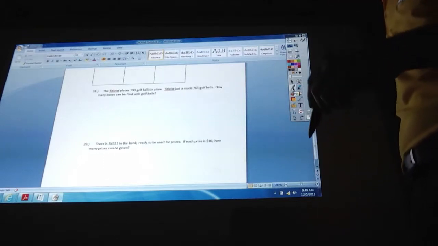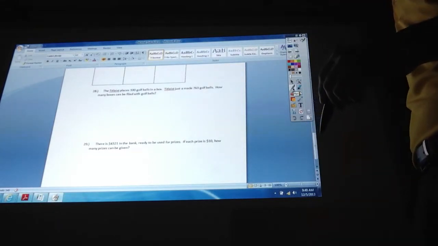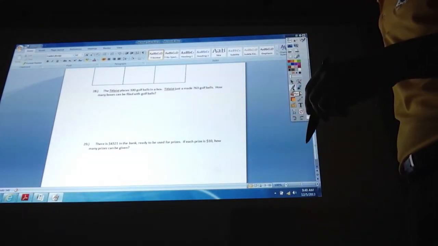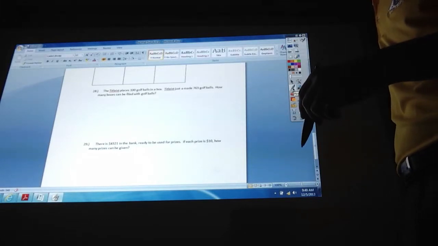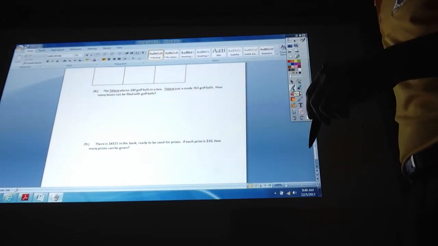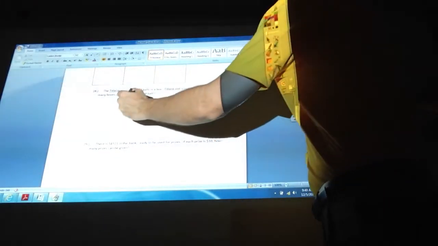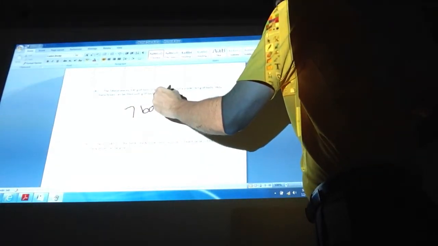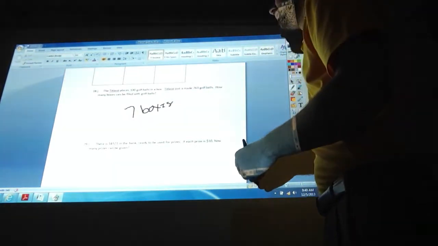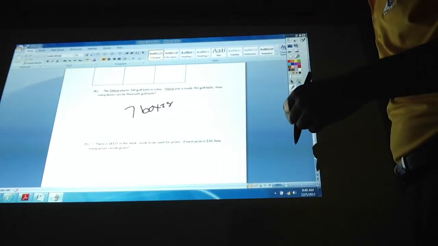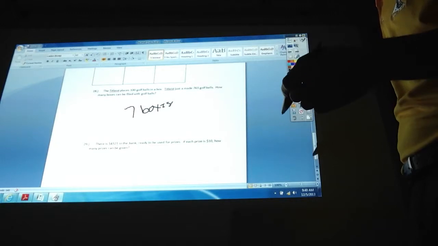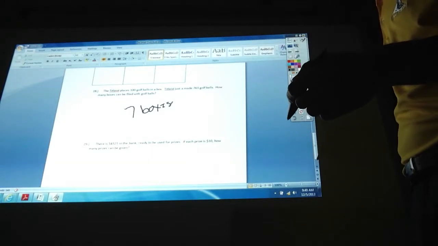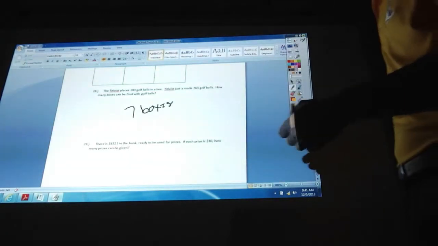You can do division to solve these, but the way I think about it, Titleist places 100 golf balls in a box. Titleist just made 763 golf balls. How many boxes can be filled? So how many 100s are in 763? So how many can they fill? They can fill 7 boxes, right? So there's 7 100s in 763. They only make full boxes.